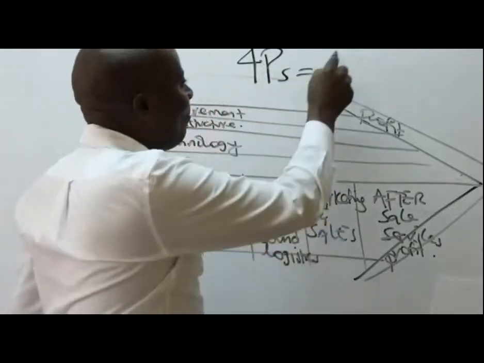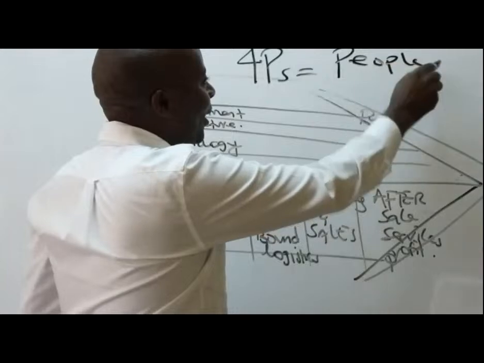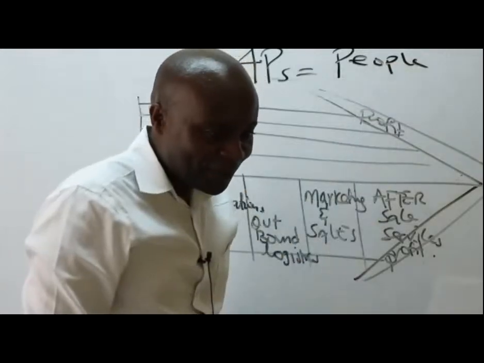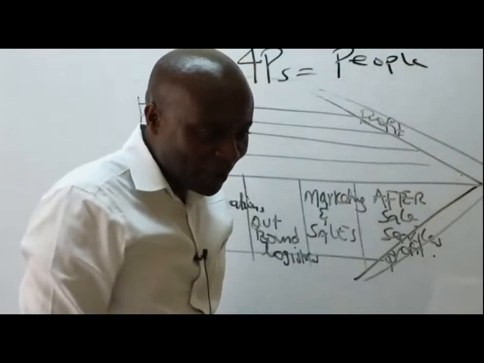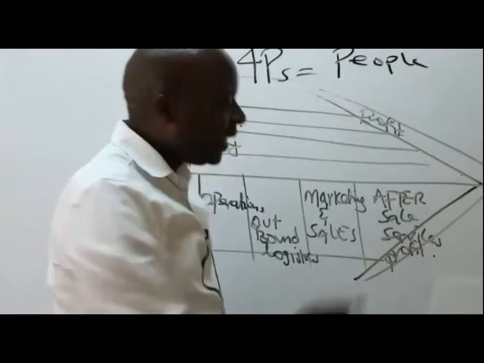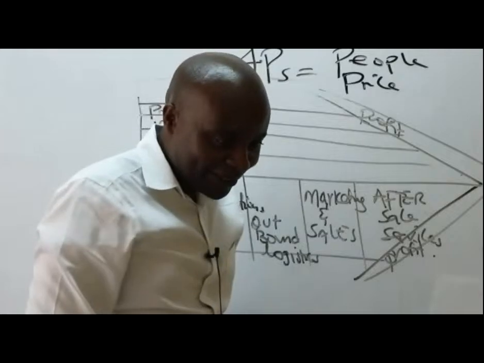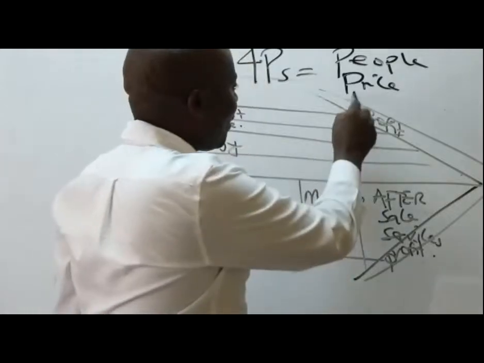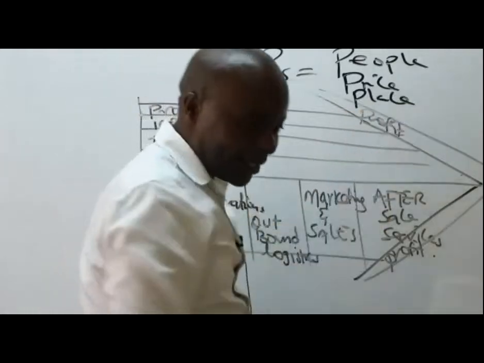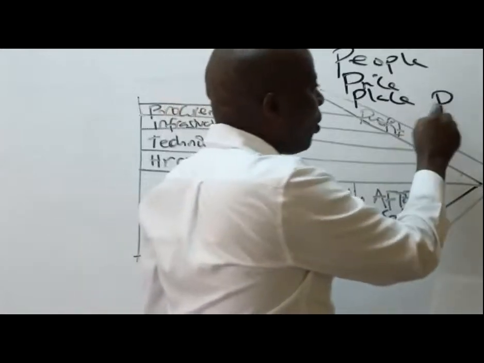Aha, Jabir tells me people. The 4 P's of marketing: price is a key thing. Aha. Place. Thank you very much. Lastly, we have got what here?